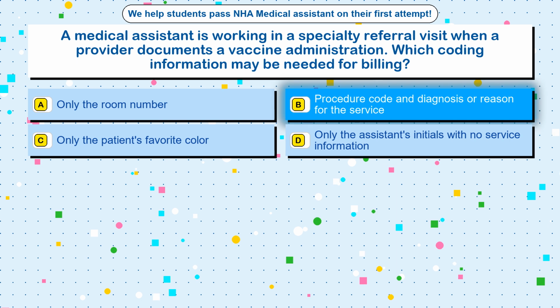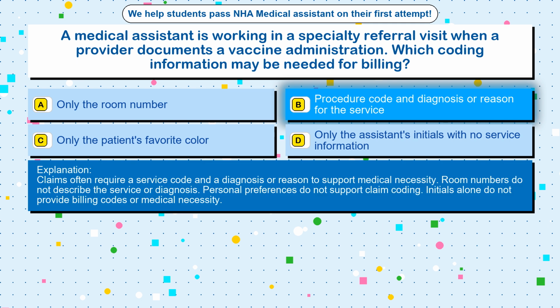The correct answer is option B. Procedure code and diagnosis or reason for the service. Claims often require a service code and a diagnosis or reason to support medical necessity. Room numbers do not describe the service or diagnosis. Personal preferences do not support claim coding. Initials alone do not provide billing codes or medical necessity.